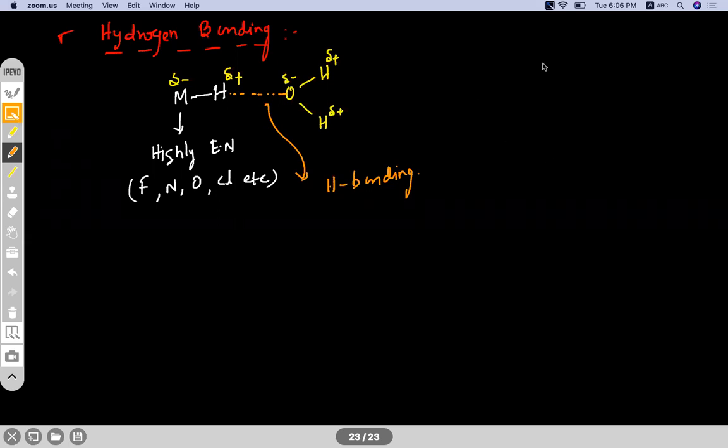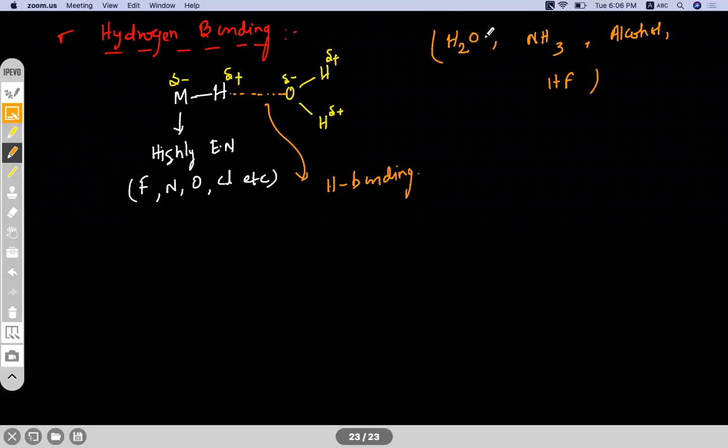So hydrogen bonding is possible in a molecule like H2O. In water it is possible. In NH3 it is possible. In alcohol it is possible. In HF, hydrogen fluoride, it is possible. There are many examples of that. This happens because of the high electronegativity of the atoms attached to the hydrogen.